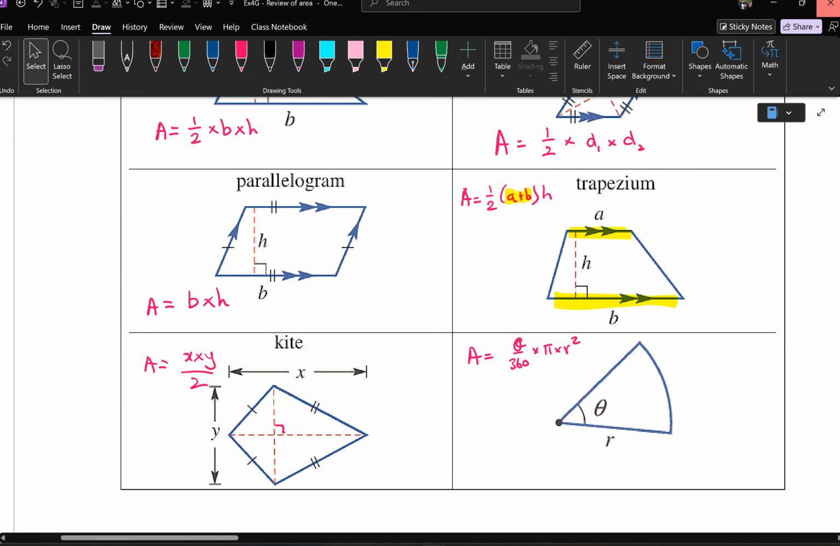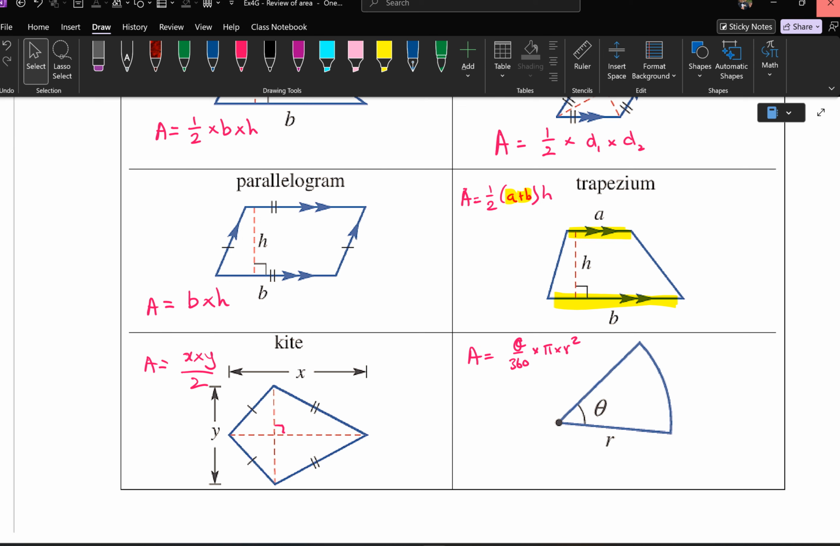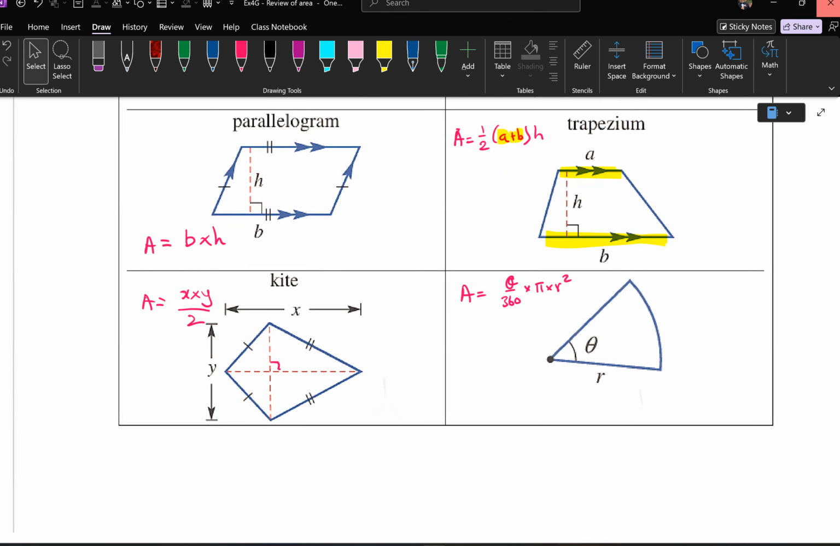Okay, so you'll likely get shapes that look like that. You get shapes that are composite shapes, and then you're meant to break them up and solve and problem solve. Easy? Let's do a couple of problems together. Flip over the next page.